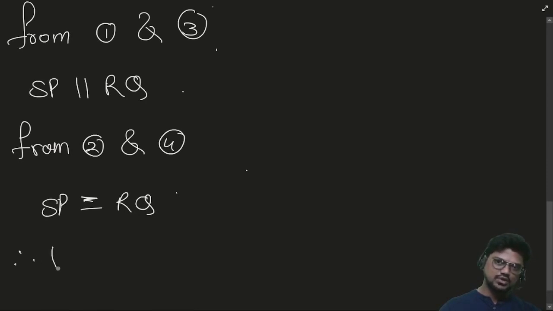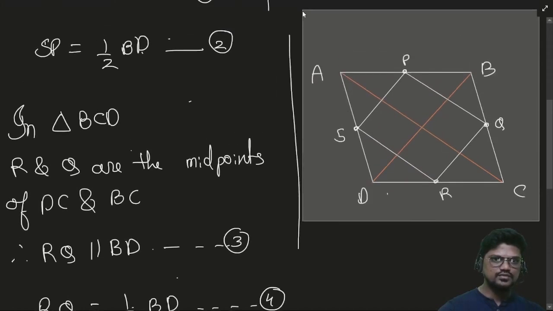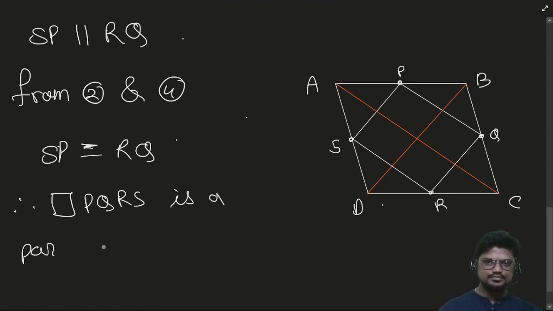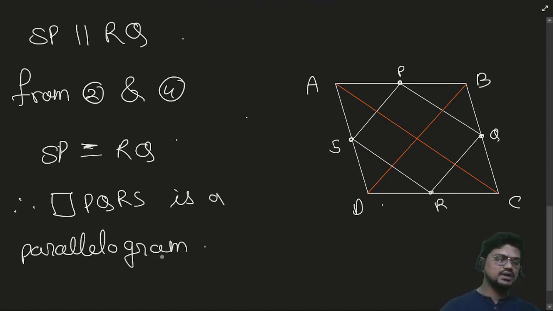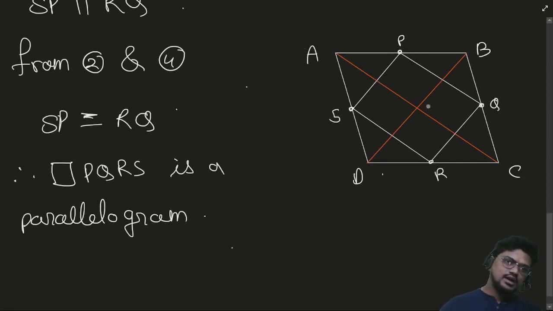Therefore, what can I say about this quadrilateral? Quadrilateral PQRS is a parallelogram. But what we have to prove is that quadrilateral PQRS is a rectangle, right? We need to prove that. Now we know that ABCD is a rhombus. Diagonals of a rhombus are perpendicular to each other. We know it.